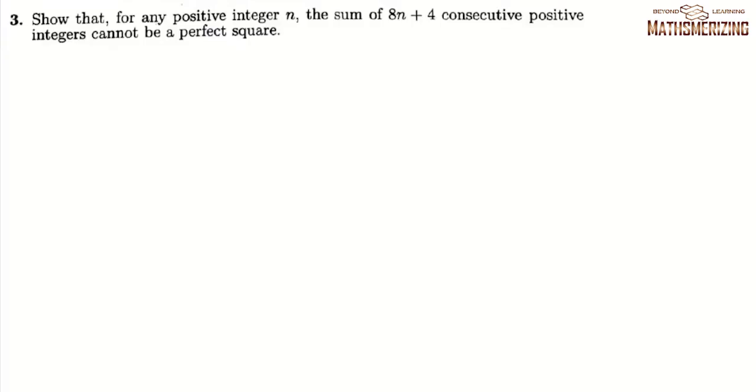Now the third question is, show that for any positive integer n, the sum of 8n plus 4 consecutive positive integers cannot be a perfect square. Now suppose these integers are a plus 1, a plus 2 up to a plus 8n plus 4.